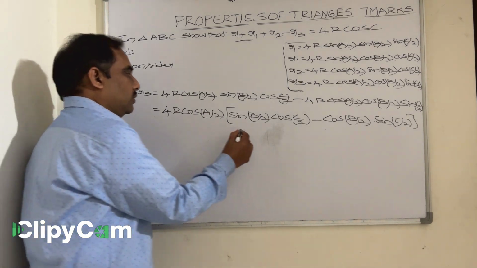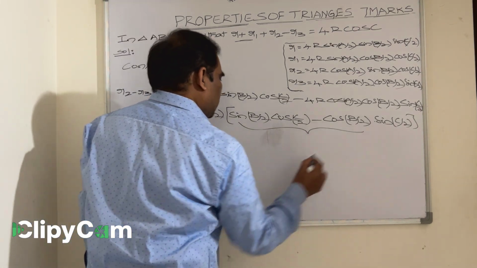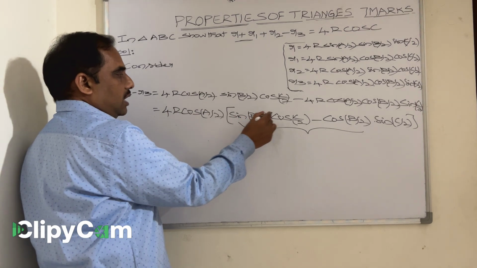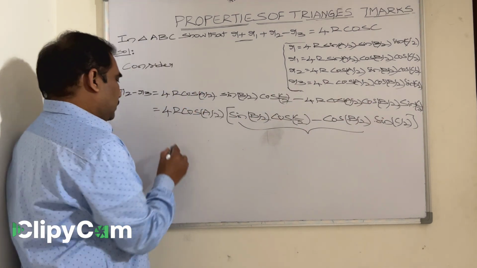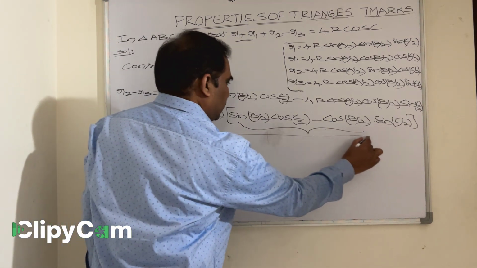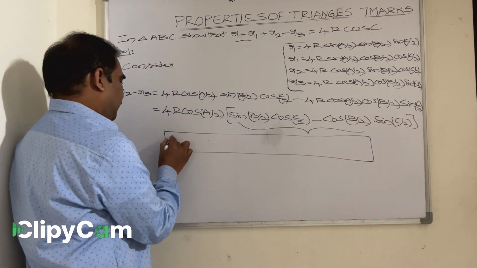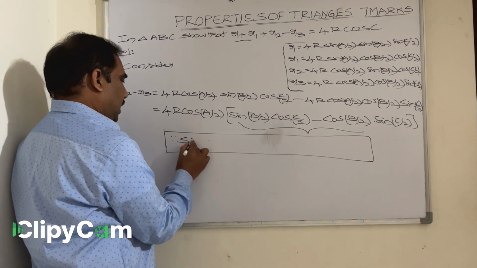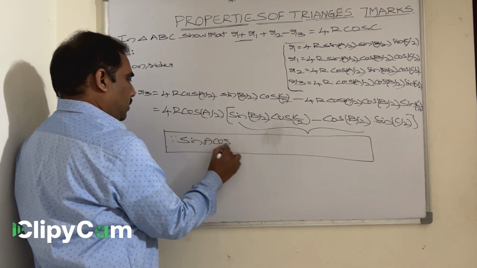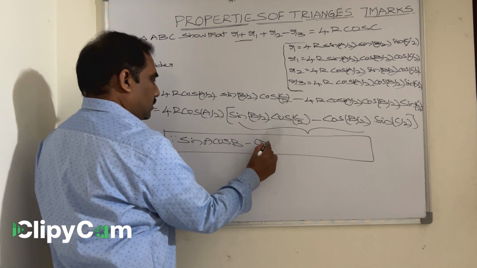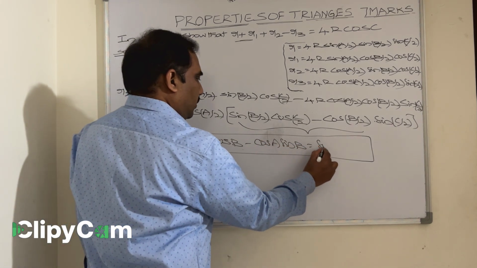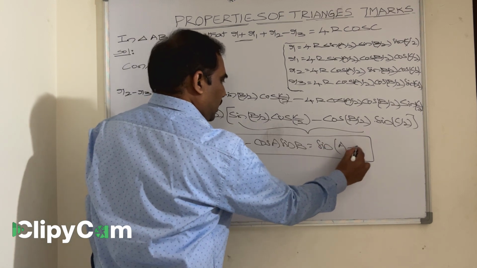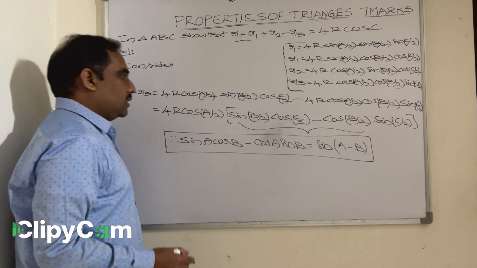Observe here within the bracket, this is like sin A cos B minus cos A sin B, the standard formula, which is equal to sin of A minus B. So what is A and B here?